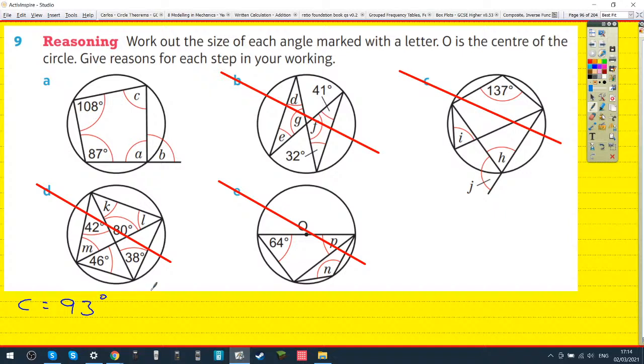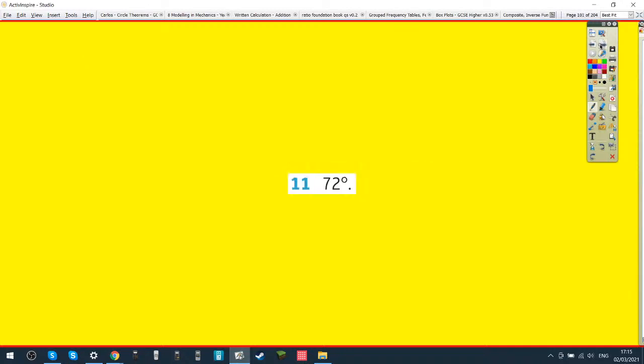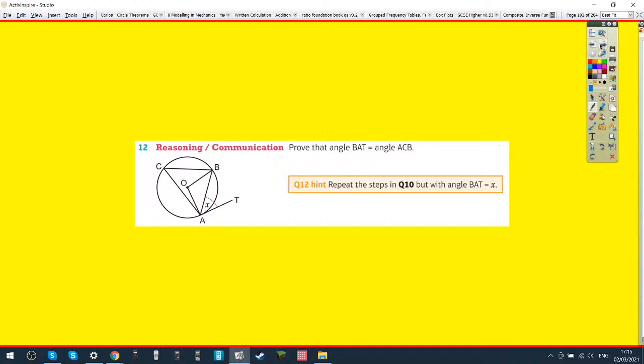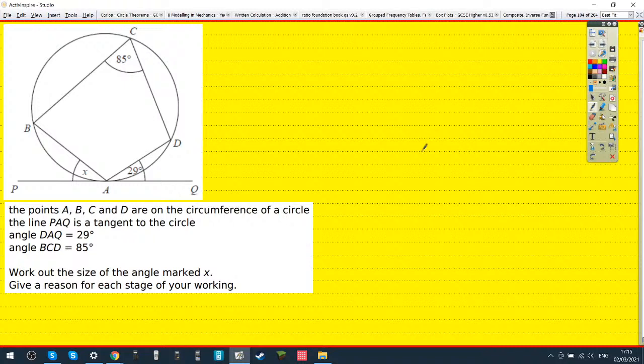And A is 72 degrees. Mm-hmm. And B is 108 degrees. Yeah. Well done. This is more proving. Maybe we could. Alright. More proving. Maybe we could. Alright, let's give this a go.